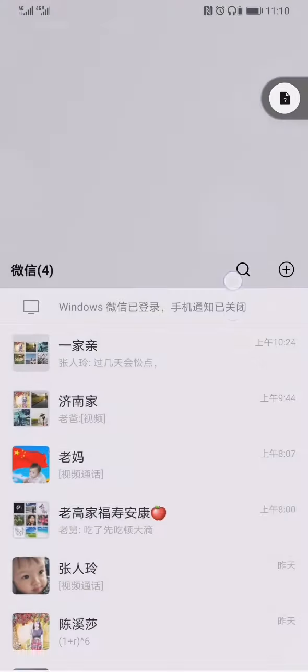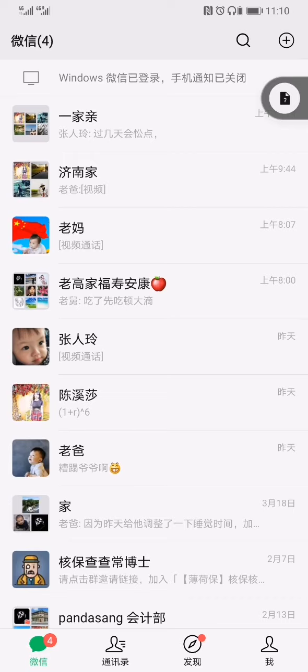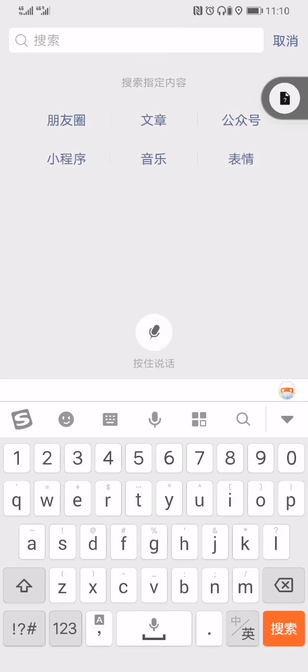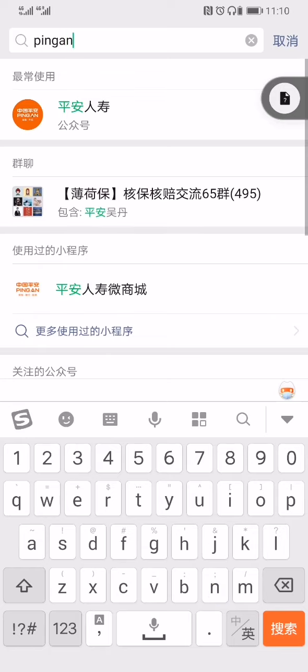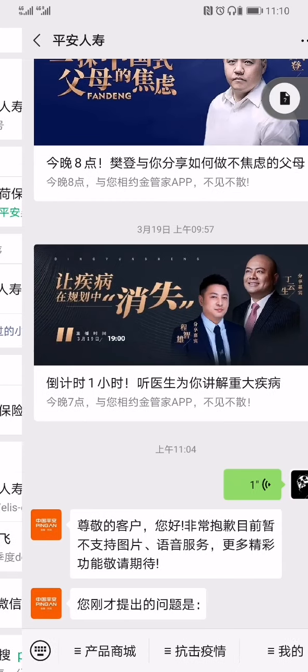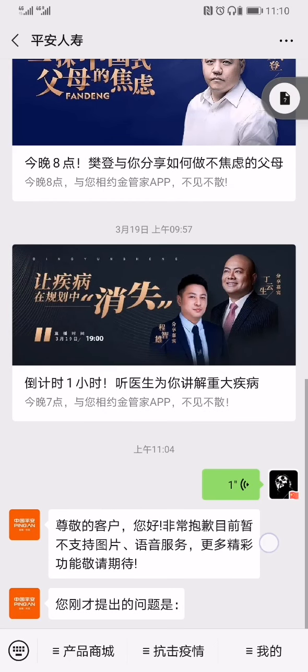So here what I can show you is the small program I saved on my WeChat. But for a new use case, we can use this search area to search the insurers. Take Ping An for example, and then we can find the official account of Ping An Life. If we click on Ping An Life, it directs me to the chat area of Ping An Life. So there's actually a chatbot serving here.